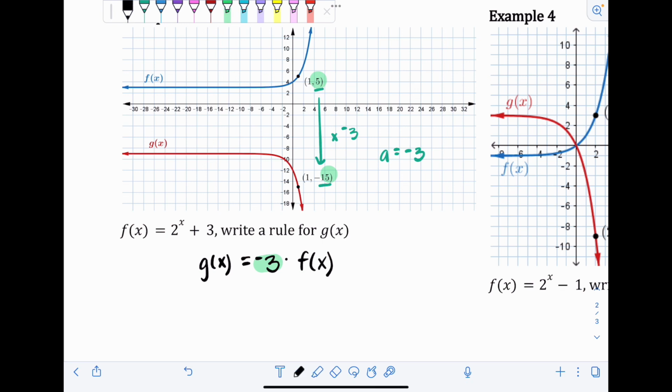And now to write my function, I just need to go ahead and put all of f of x into this f of x. I don't have to worry about changing the x at all. It's not changing the input. I'm just multiplying the original function by negative 3. So it'll be negative 3.